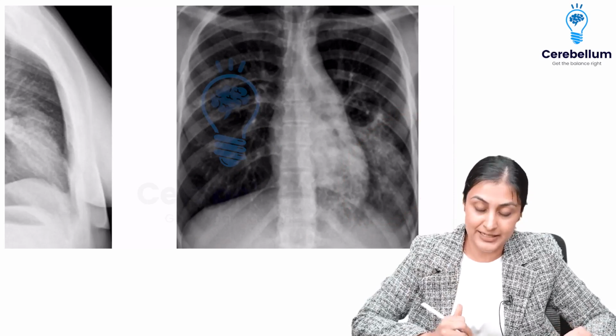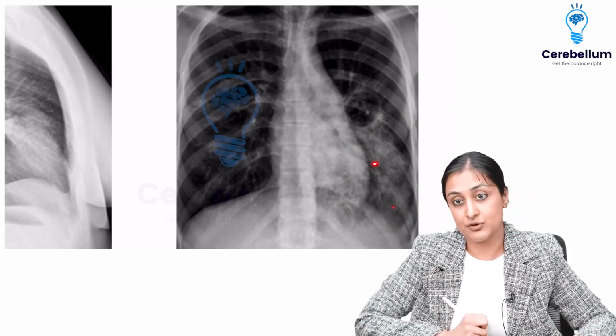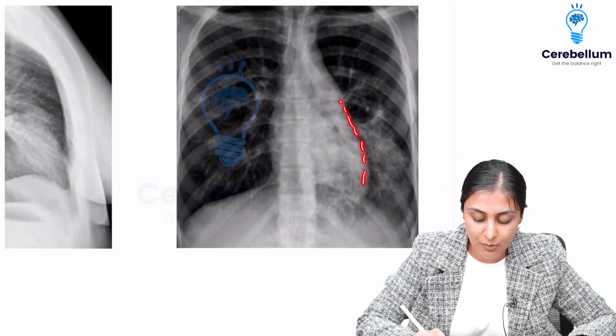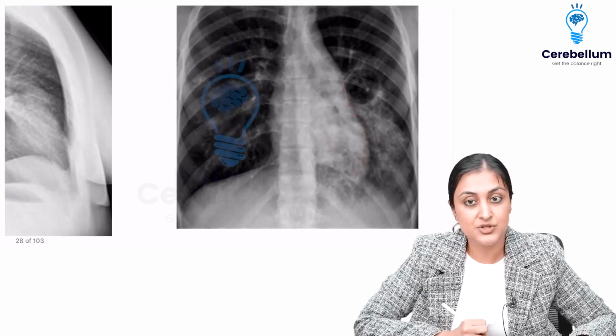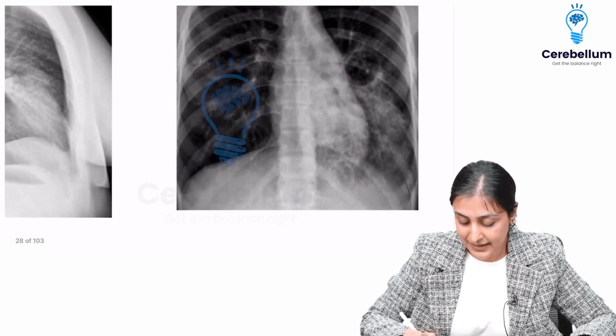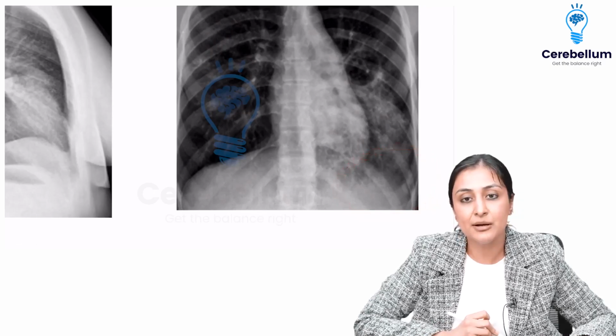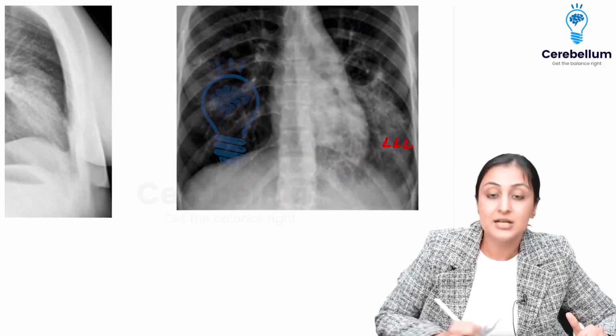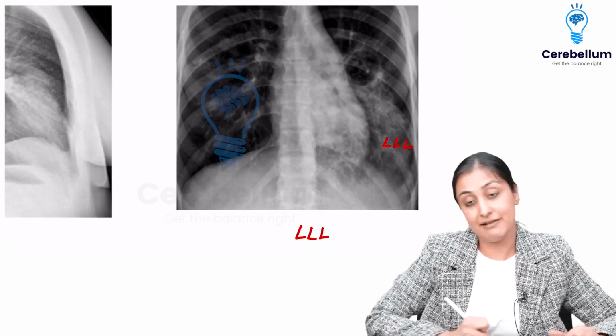So it's on the left side. So either it's lingula or left lower lobe. What do I see? Can you appreciate here that the heart border can clearly be distinguished from this opacity, and it is silhouetting the diaphragm. I can't really see the diaphragm contour. So where is this located? Very nice. This is in the left lower lobe.